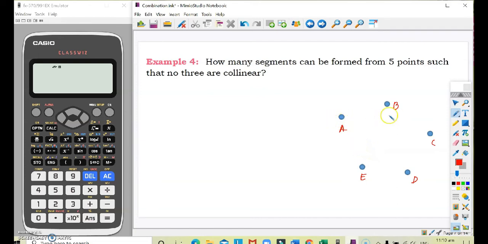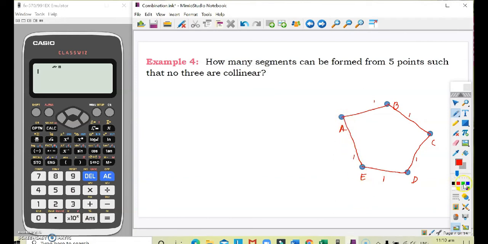Therefore, if we are going to form segments A and B, that's one segment. Can we say that segment AB is the same as segment BA? Yes. So that's counted as 1. We also have BC and CB, that's the same, so it's counted as 1 as well. Segment CD and DC is the same, so that's 1. Same with ED and DE, that's 1, because to form a segment, we connect 2 points to have endpoints.